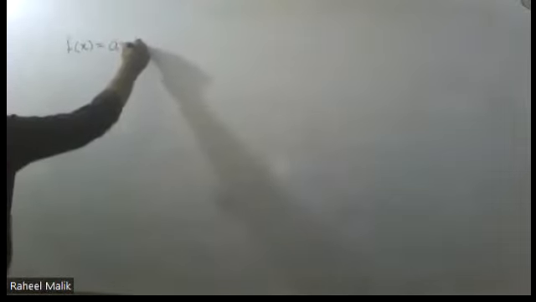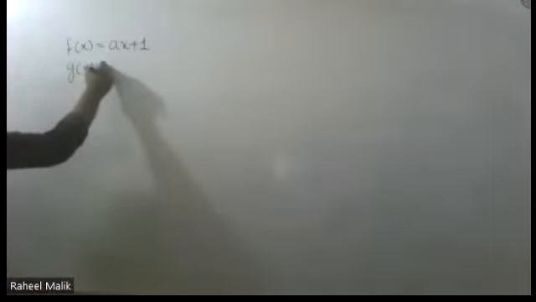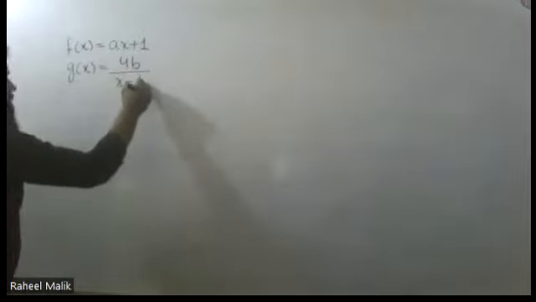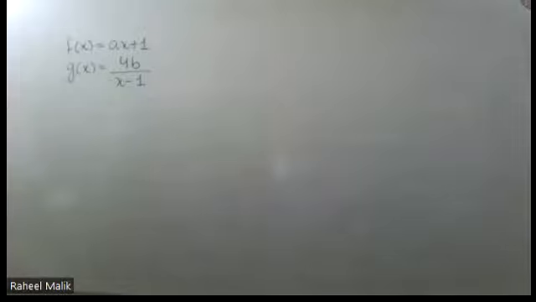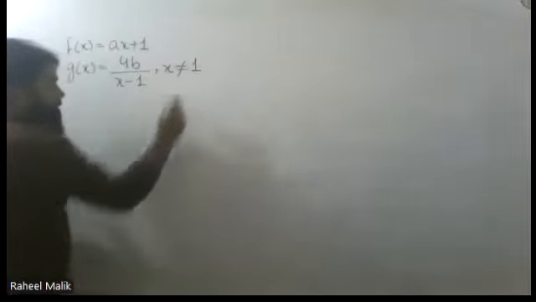Giving us two different functions. f of x, which is given as ax plus b. That is the first function given to me. And the second function given over here is g of x equals 4b over x minus 1, where x can't be equal to 1.